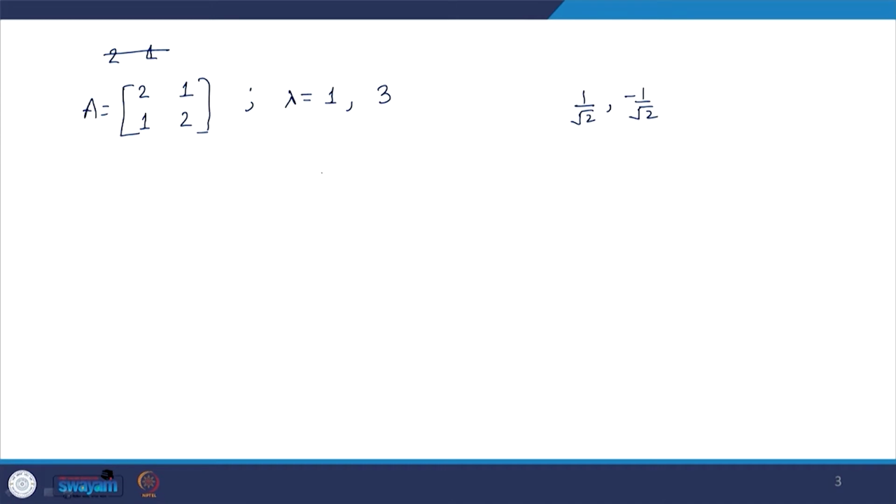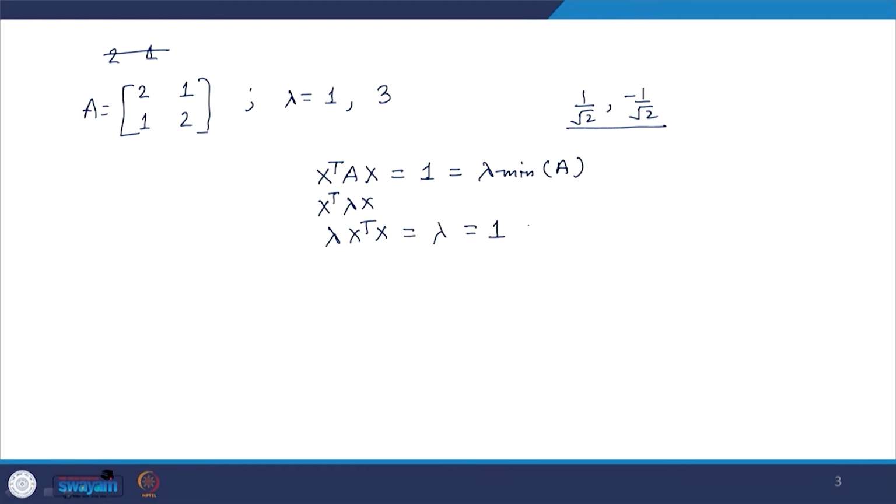Now, if you find x transpose A x, this will come out to be 1, which is the minimum eigenvalue of A. And it is obvious, because if I take this x here, then A x equals lambda x. So x transpose lambda x, or lambda x transpose x, where lambda is the eigenvalue corresponding to the eigenvector x, and this equals lambda, which is 1.